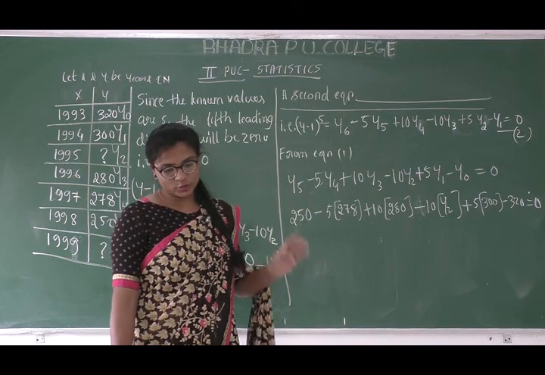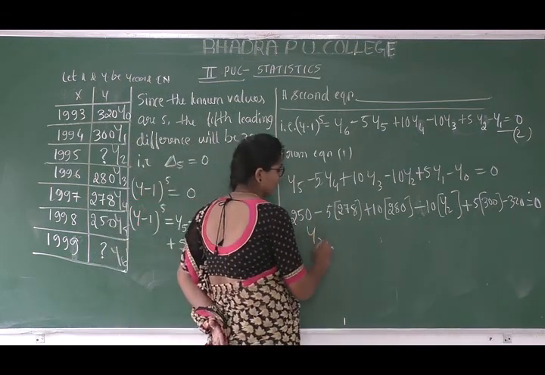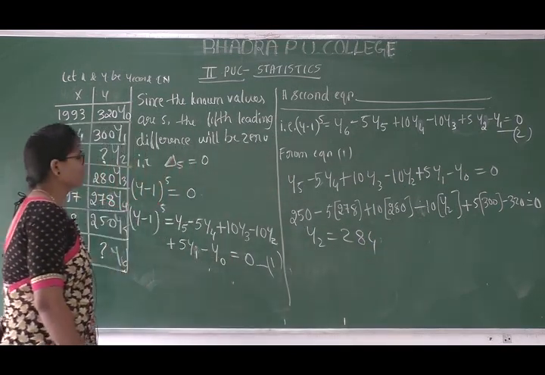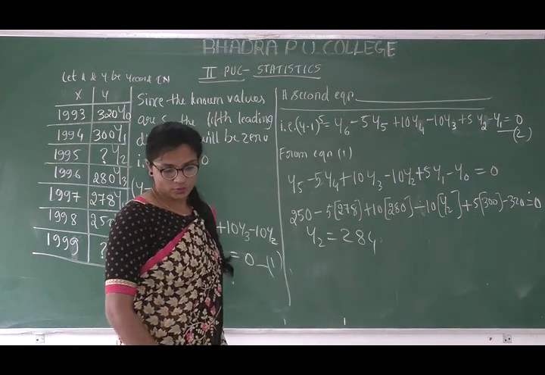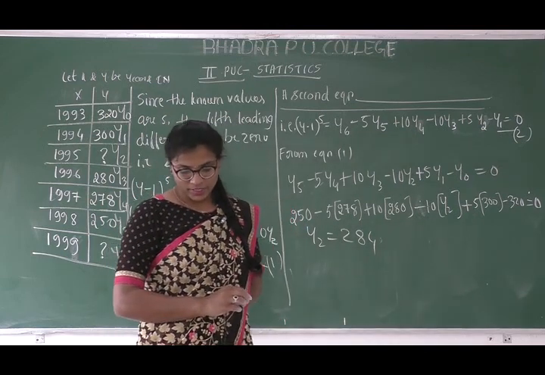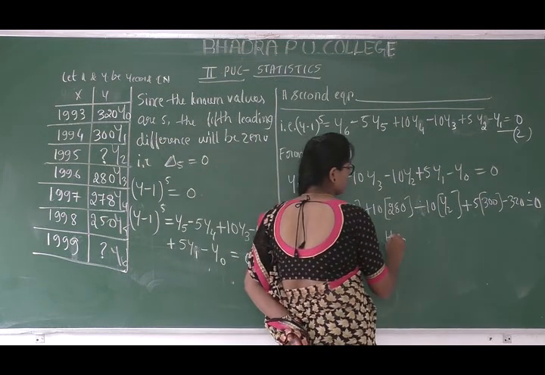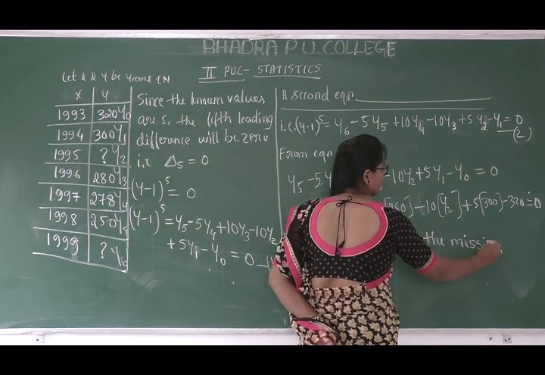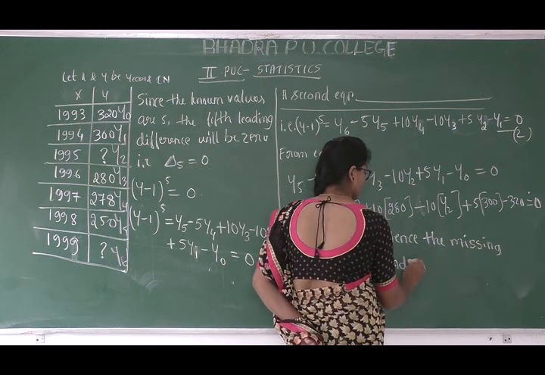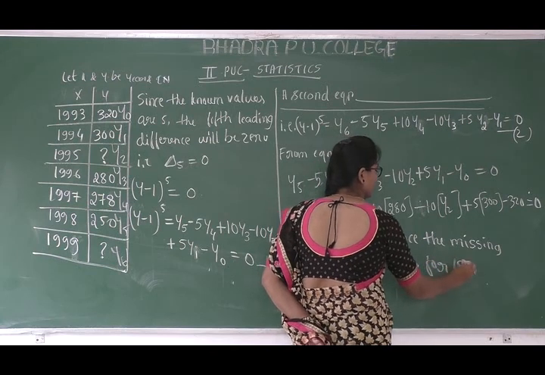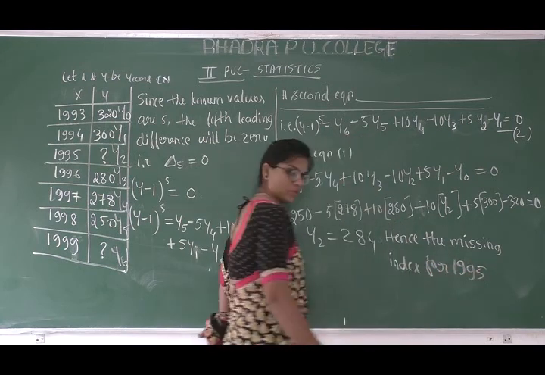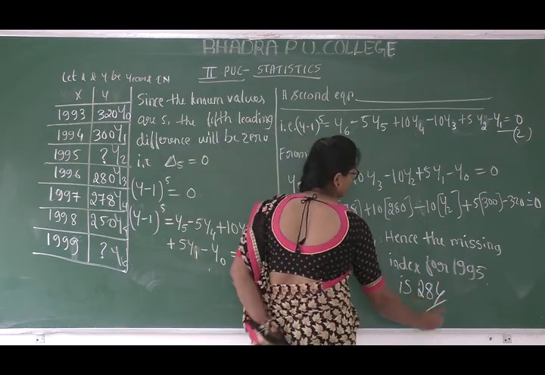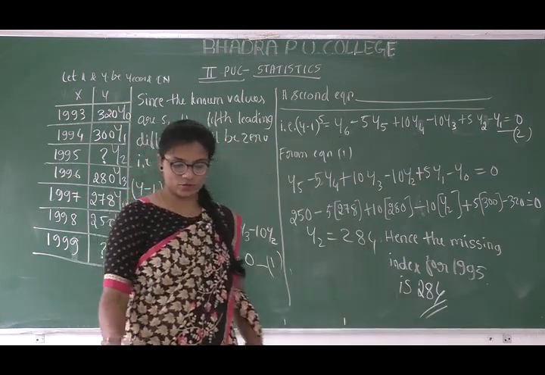On simplification you will get y2 is equal to 284. y2 is equal to how much? 284. Hence the missing index for 1995 is 284. So that is your first equation solution.